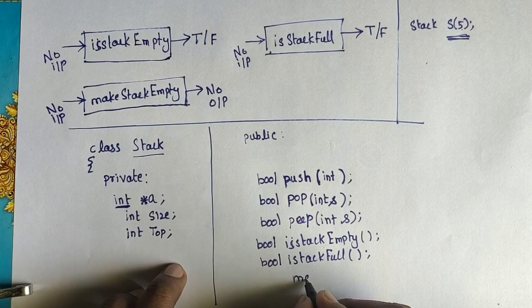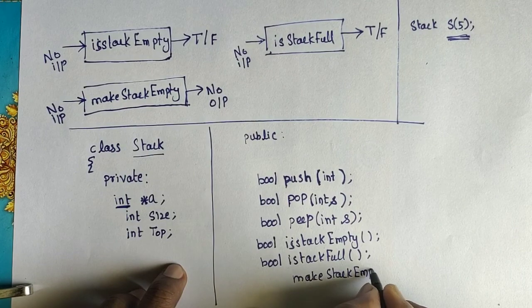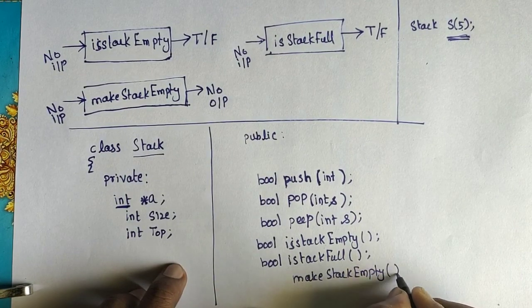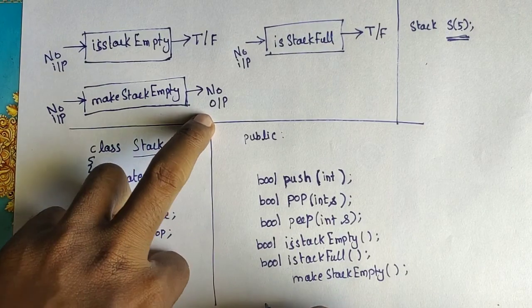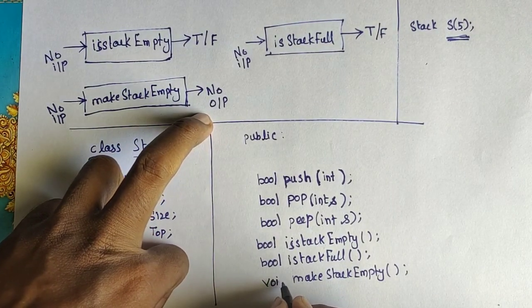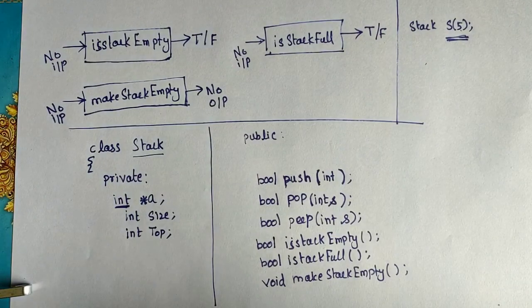And then make stack empty. For that also no input is required, and no output, so I can mention the return type as void. When you are expecting more than one result from a function, then think about call by reference. Otherwise, when we expect only one output from a function, that is possible with the return type.